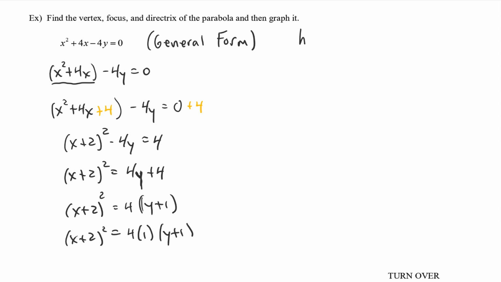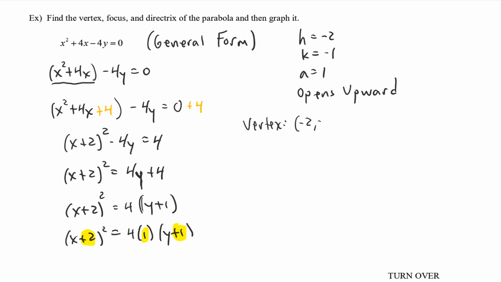We know that h is -2. We know that k is -1. I know a is 1 because they're all sitting right here. And I know that this thing opens upward. So let's actually answer the question. The vertex is going to be -2, -1. I go left 2, down 1.